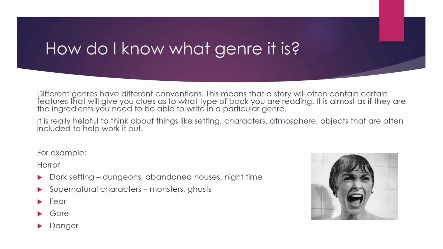So once we understand what genre is, a different type, a different style of writing or a film, we need to start thinking, how are we going to work out what genre the book I'm reading is? Okay, what clues are there that are going to help me work that out? Different genres have different conventions, so that means that the story that you're reading, or that you are writing in this case, will often contain certain features that will give you a clue as to what type of book it is. So it's almost as if there are the ingredients that you need to be able to write in a particular style, in a particular genre.